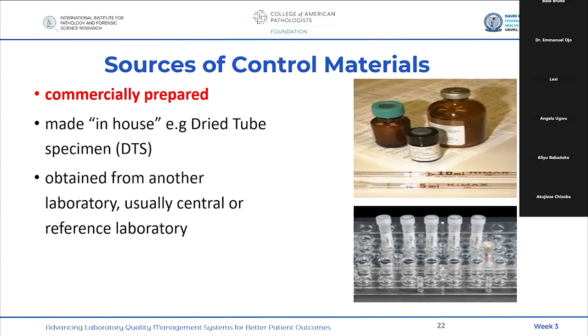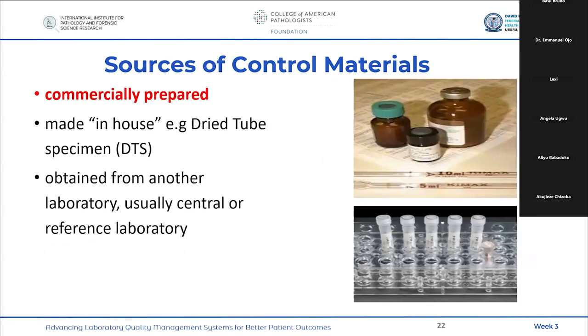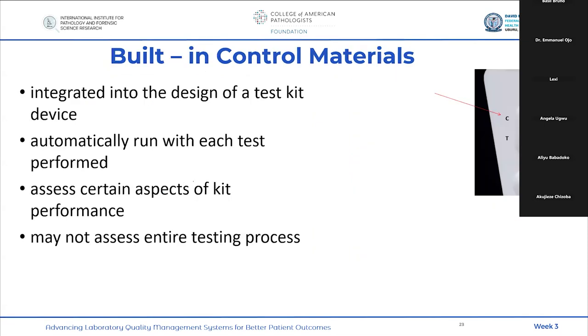Could be controls that are made in-house, dry tube specimen. The example I have here, if you see the picture on the right, is actually a picture of when we're preparing dry tube specimen for HIV serology testing. So the source of QC material could be DTS, or a control material obtained from another laboratory. In most cases, this is from a central or reference laboratory.